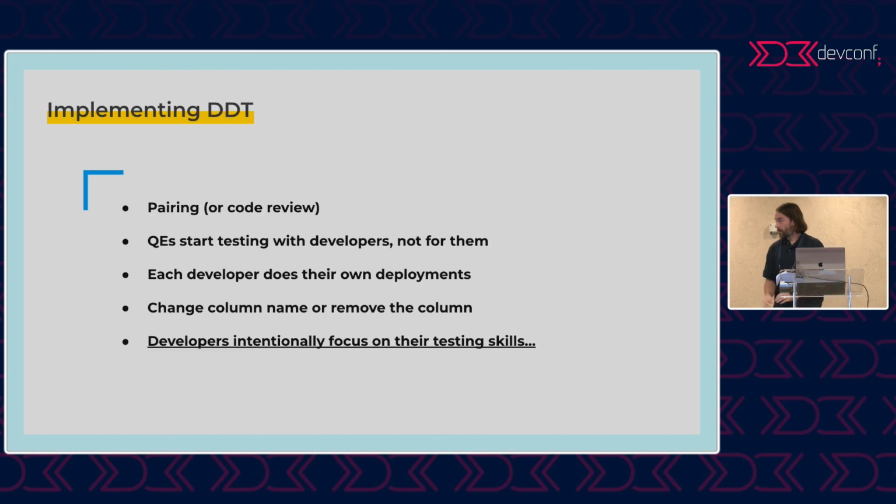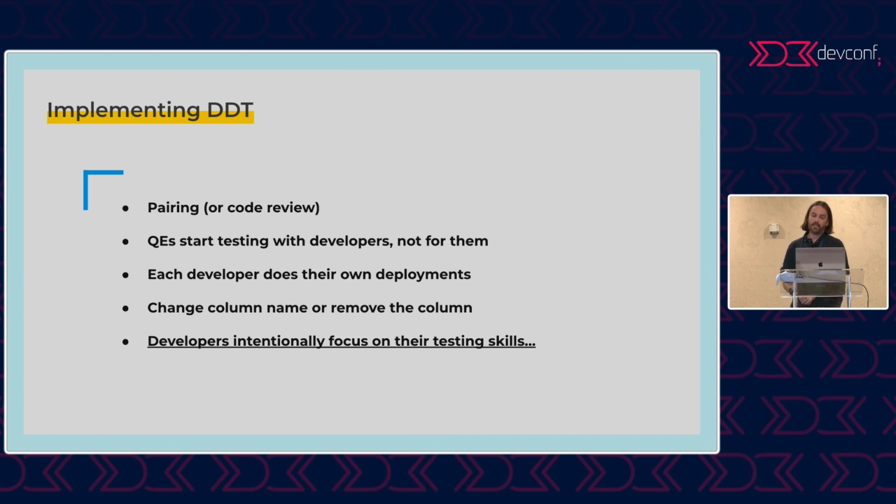So next, I'm going to talk a little bit about implementing developer-driven testing. Just talk through a couple of points here. Pairing or code review is strongly advised, because you don't want developers going rogue and doing whatever they like and going straight to production without any other people in the team having eyes on the work. The pairing can be with quality engineers or other developers on the team. You'll know in your team what is the best way to go about that.